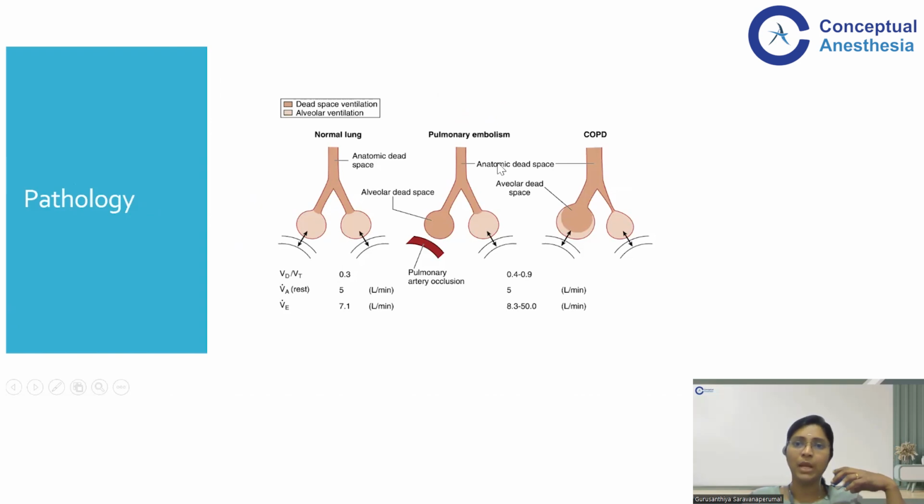But in pulmonary embolism or COPD, what happens is, up until here is the anatomical dead space. So this whole amount of alveoli through which the air has passed and which is ventilated, because of pulmonary artery occlusion, this area is not getting perfused and not taking part in gaseous exchange. Hence, this also constitutes dead space. This is alveolar dead space.